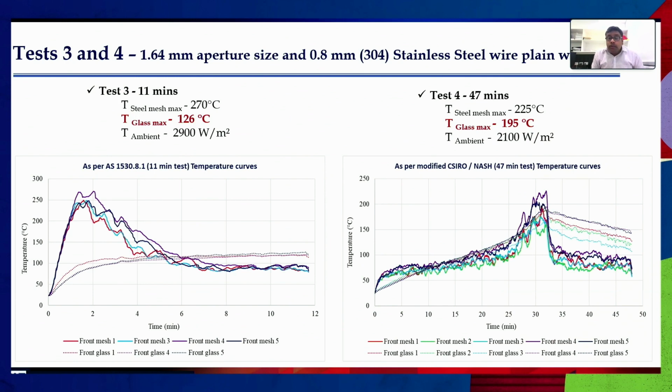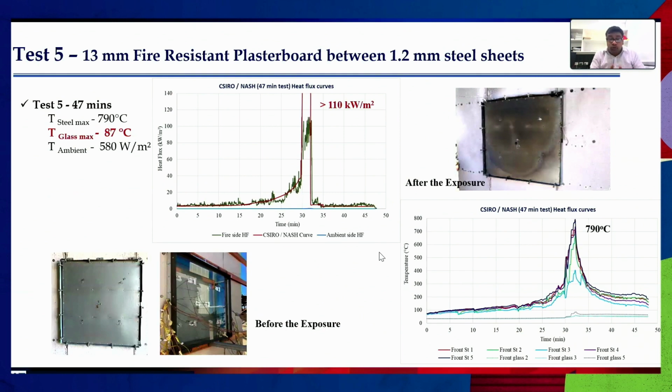Okay? So this was tested, and then the other two tests, which were exposed to the flame zone exposure based on the Nash fire curve. If you look at that, where you have a 13 millimeter fire resistant plasterboard, the glass temperature was only 87 degrees Celsius. But on the exposed side of the steel sheet, the temperatures were nearly around 800 degrees Celsius. That was 790 degrees Celsius, where the flame came and touched the steel sheet or the composite panel. So this also will survive definitely.